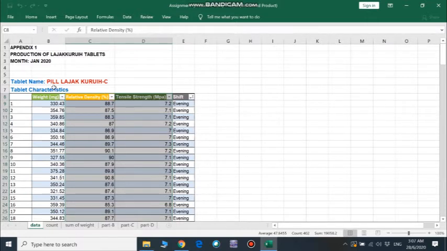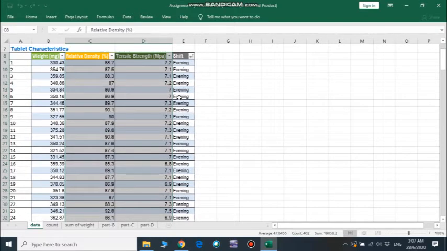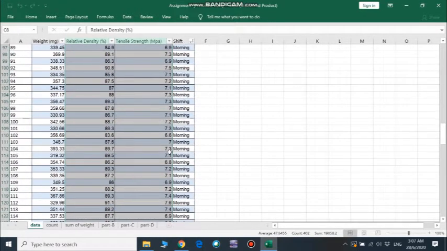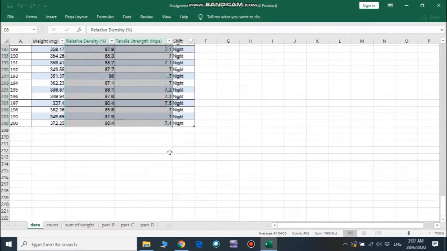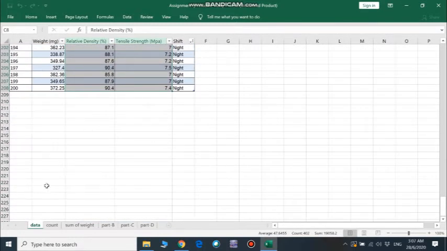Our group is in charge of monitoring the quality of a tablet production for a particular type of tablet. This is the tablet characteristics: this is the weight, this is the relative density, and this is the tensile strength in megapascal. In this data, there are three shifts: the evening shift, the morning shift, and the night shift. So we are going to analyze these data.